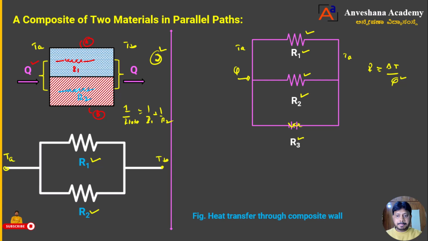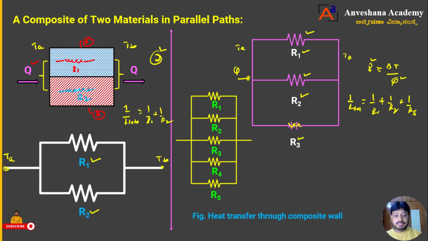Okay, fine. Now if I want to calculate the total resistance, there are 3 materials. Yes, 1 divided by R total, or R equivalent, is equal to 1 divided by R1, the reciprocal of the individual resistance, plus 1 divided by R2 plus 1 divided by R3, dear students, if there are 3 materials.